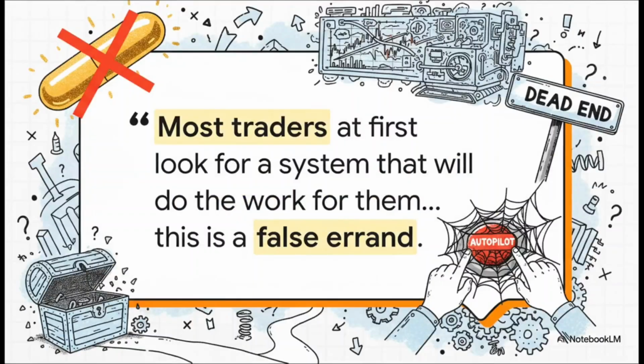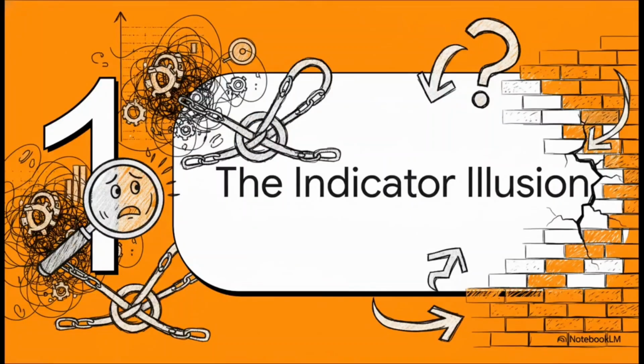Well, according to our source material, the problem often starts right here. It's this search for some kind of magic bullet, a perfect indicator or a totally hands-off system that promises to do all the heavy lifting for you. But this usually turns out to be a dead end. And that very search leads directly into what we can call the indicator illusion, this weird situation where the exact tools that are supposed to help you can actually end up holding you back.